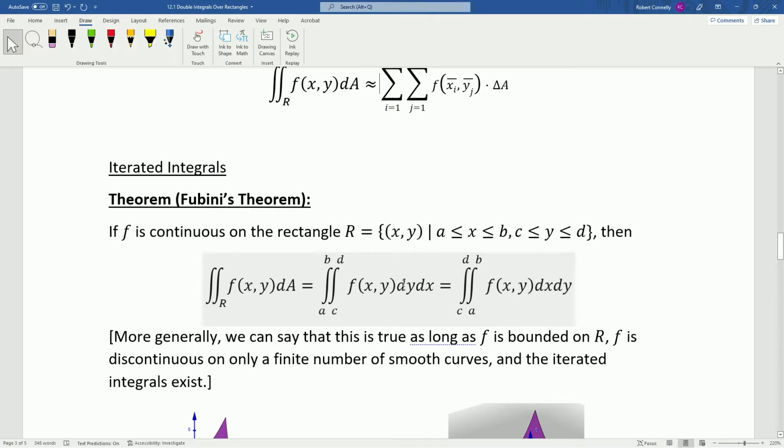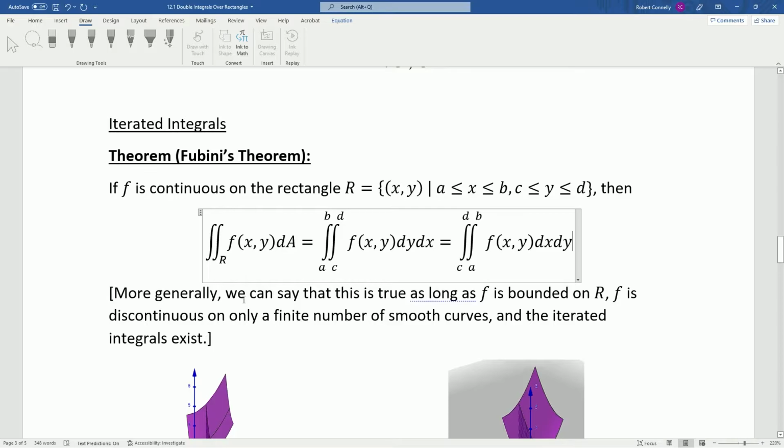In other words, you can integrate with respect to y first, then x, or x first, then y, and you'll get the same thing as long as you make sure to adjust your bounds accordingly. Your inside integral should always be the bounds that correspond to the variable that you're integrating first.